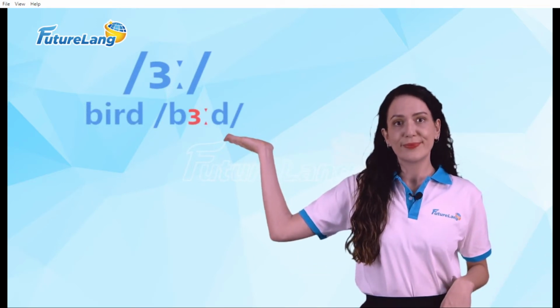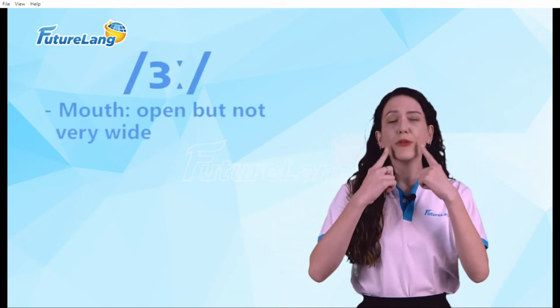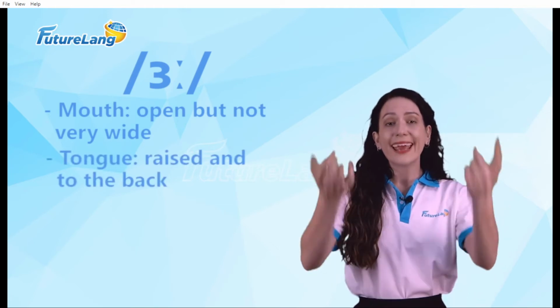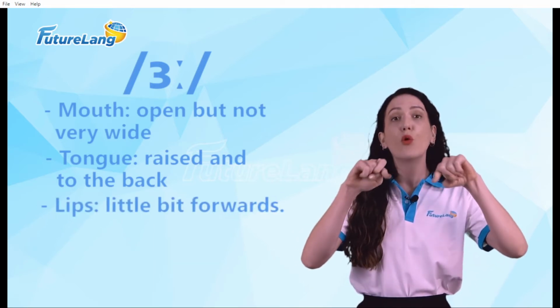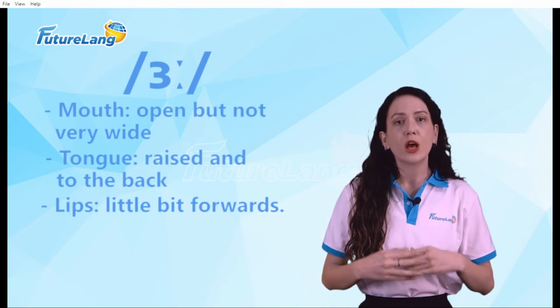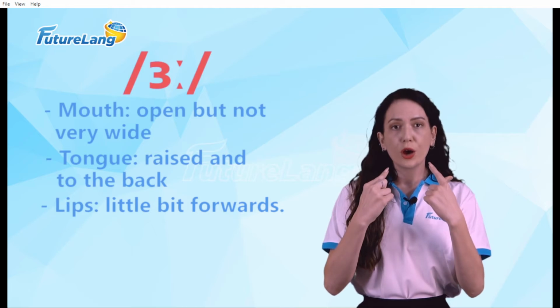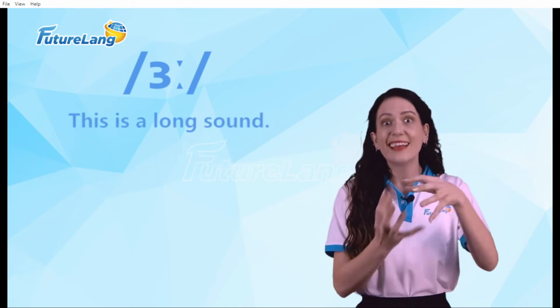Let's move on to the vowel sound, as in bird. To produce the sound, your mouth is open but not very wide. Your tongue is raised at the back. Your lips are a little bit forward. Can you see that this is a long sound?